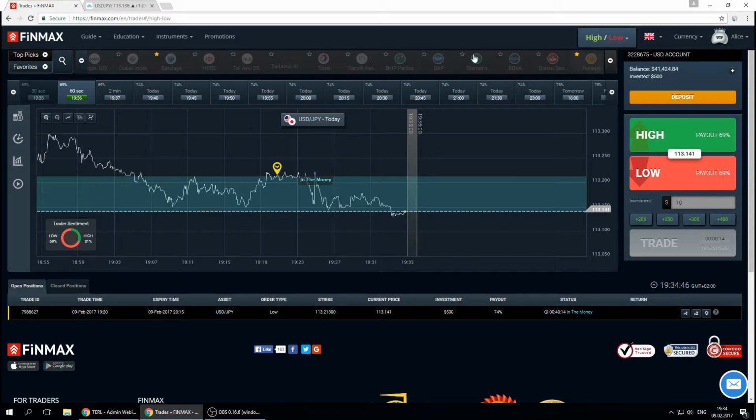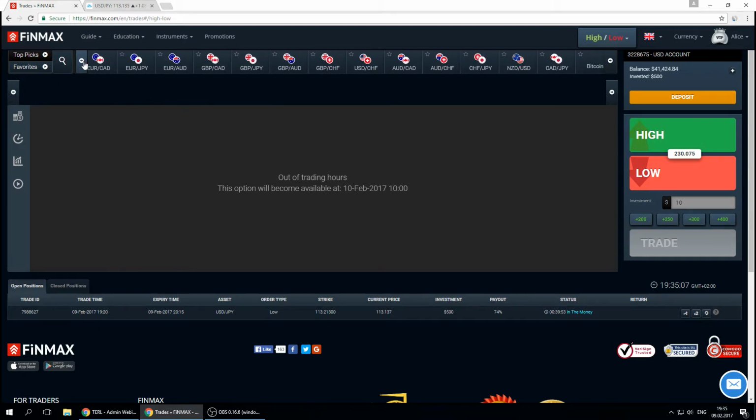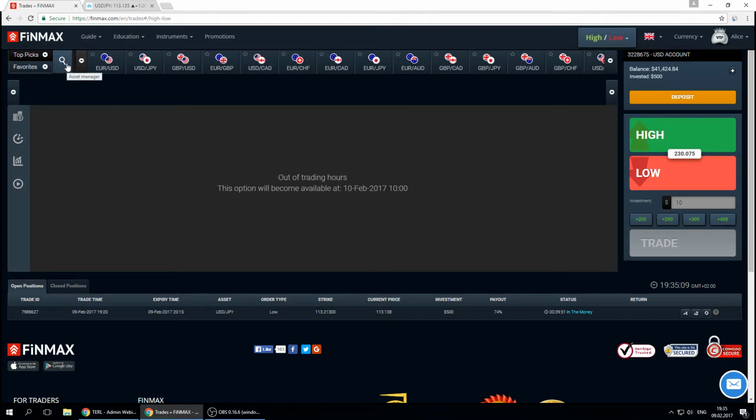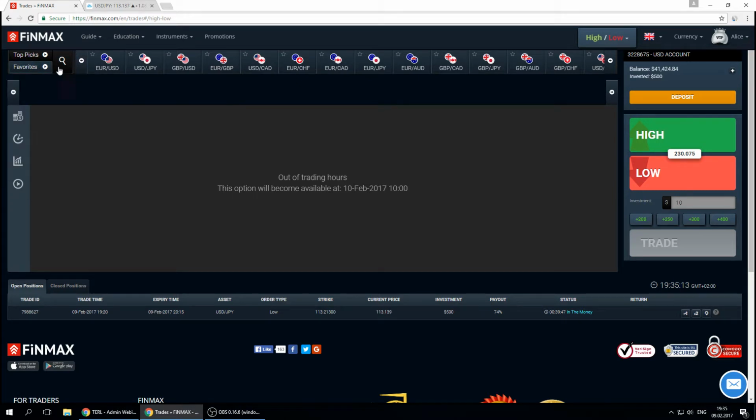Those assets that are highlighted in black are not available right now because they are out of trading hours. So you just need to wait for the session to come up, and after that you will be able to start trading. So this is how the scrolling helps. It's pretty convenient.